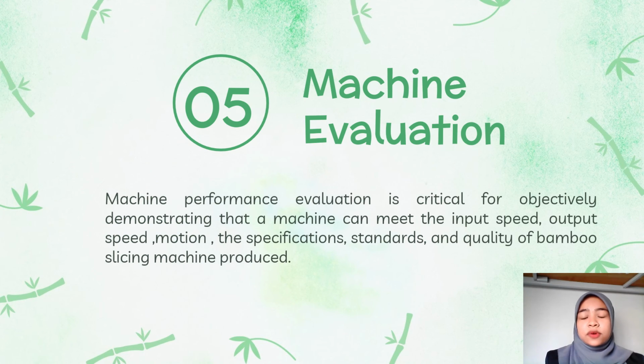So the next method for this project, which is the last method, is machine evaluation. Machine performance evaluation is critical for objectively demonstrating that a machine can meet the input speed, output speed, motion, specifications, standards, and quality of the bamboo slicing machine produced.